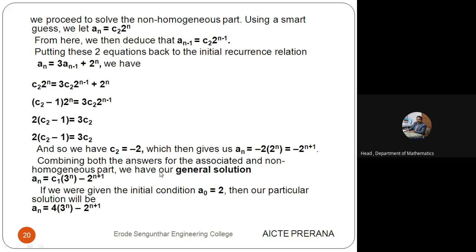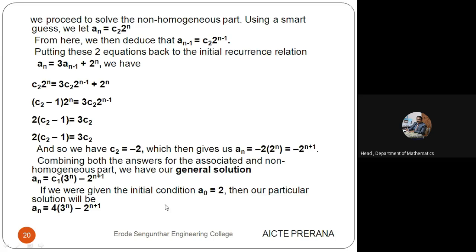Now we get the general solution: a_n equal to the solution of the associated homogeneous recurrence relation plus the particular solution. Here the solution of the associated homogeneous recurrence relation is c1 into 3 power n, and the particular solution is minus 2 power n plus 1. Adding these two, we get the general solution.